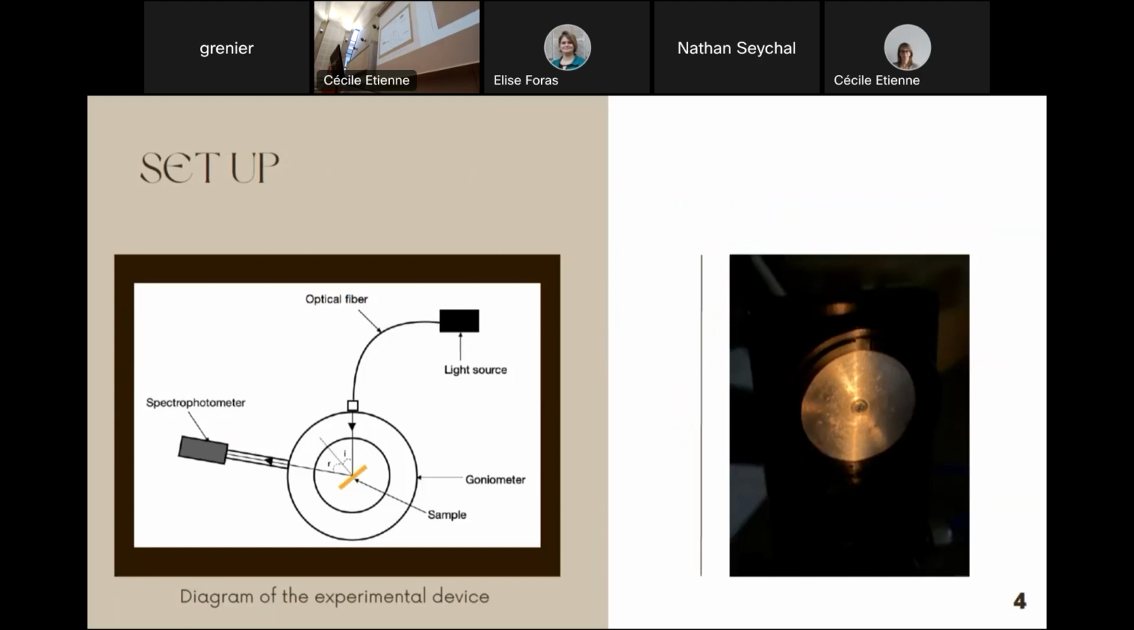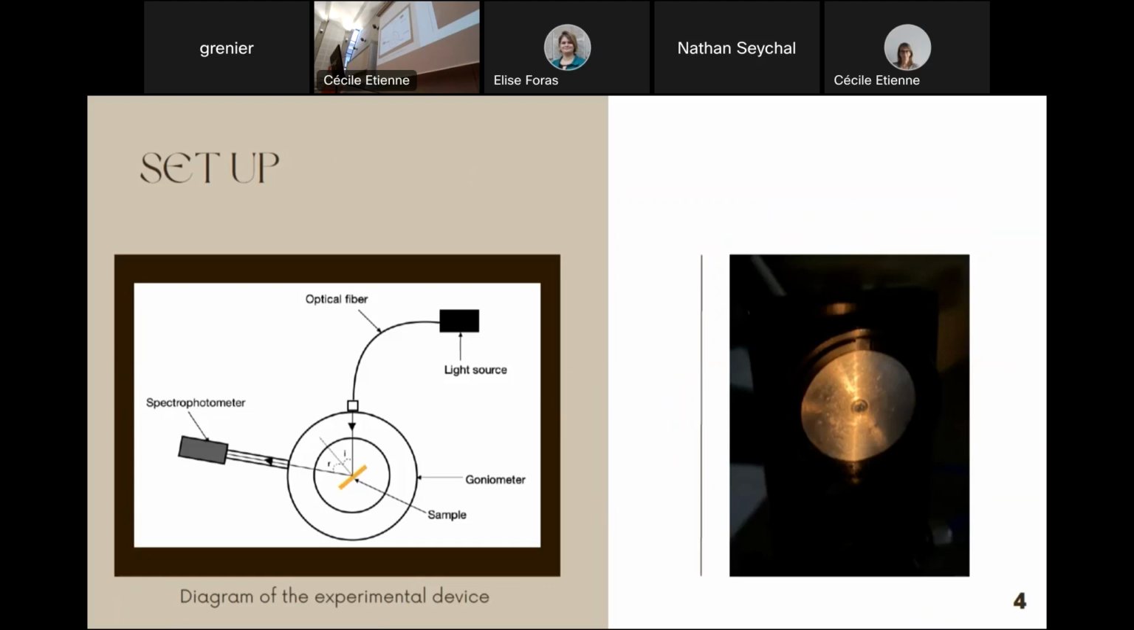So to answer the problem, we studied the samples on an optical bench where the light source was focused and directed by an optical fiber. And then the reflected light was collected by a spectrophotometer and analyzed thanks to a spectra suite. And then the obtained data were analyzed with the software MATLAB.